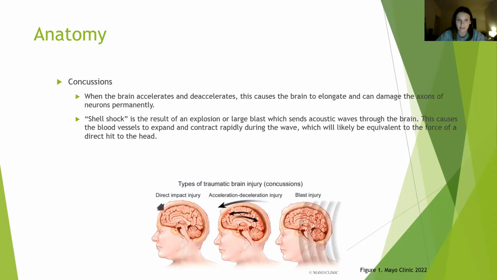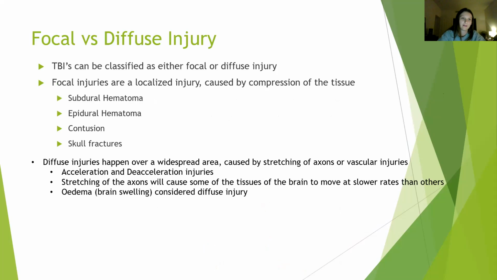The blast injury, also known as shell shock, which we see a lot in members of the military in war zones. This is caused by an explosion or a large blast, which sends acoustic waves through the brain. This causes the blood vessels in the brain to expand and contract rapidly during the wave, which will likely be equivalent to the force of a direct hit to the head.